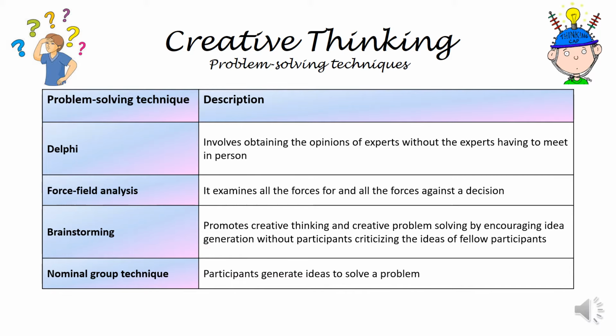Brainstorming is a technique that promotes creative thinking by encouraging idea generation without participants criticizing the ideas of fellow participants. Nominal group technique is where participants also generate ideas to solve a problem. Both brainstorming and the nominal group technique is where we obviously will make groups in the business, and we're going to give people the opportunity to think creatively and different people to come up with different kind of ideas as to how we can solve our problem.